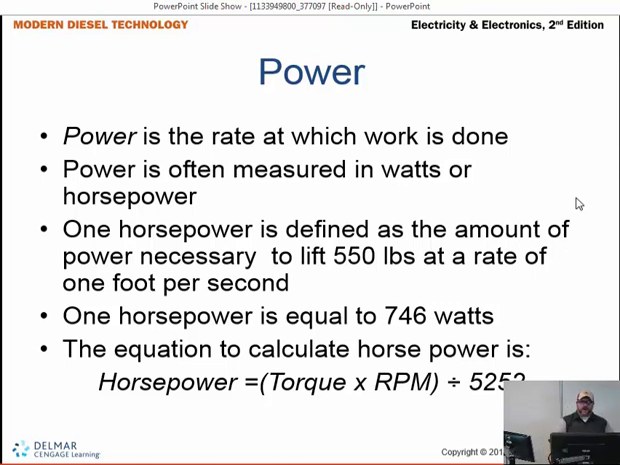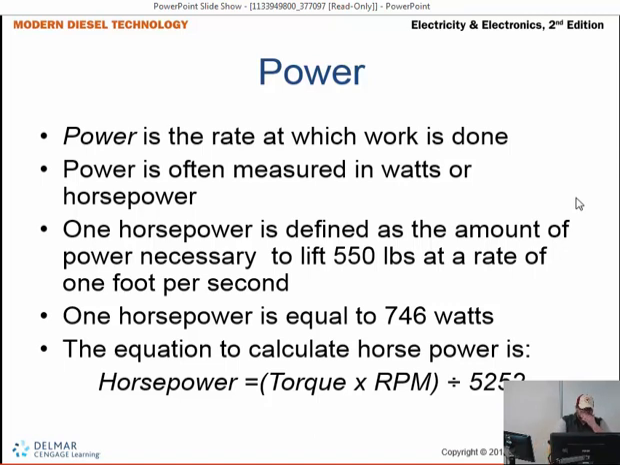All right, power. So let's go back to our box that we were moving earlier. This 500-pound box we moved 1 foot. Power is the rate at which the work is done. So a really weak person might be able to move that 500-pound box 1 foot, but it might take them an hour. A really strong person might be able to move that box 1 foot in a minute, or 30 seconds.